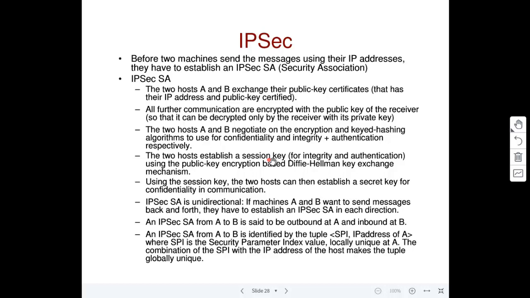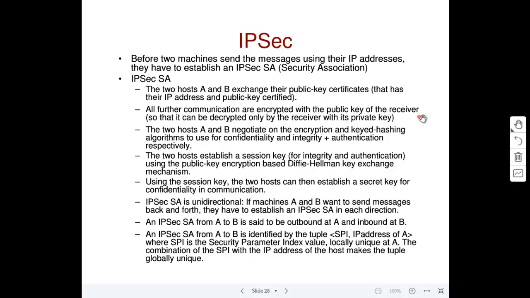Now, all further communication will be encrypted with the public key of the receiver. That means once each side gets to know the other host's public key certificate, they will use the public key of the receiver to send the message. So if A wants to send something to B, A will encrypt whatever it wants to send with the public key of B, so that only B can decrypt that message with its private key and process it. Nobody else can see what it is.